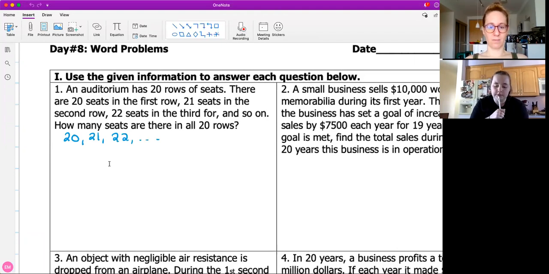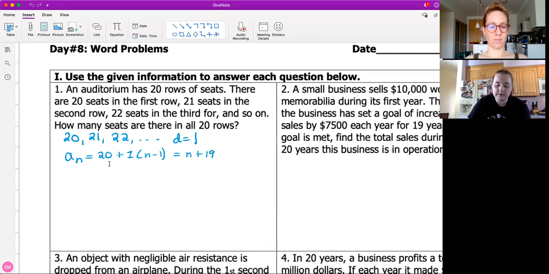Just looking at these numbers, we can see that we are increasing each time by 1, so we're adding 1 each time. So this is going to be an arithmetic sequence, and our common difference is 1. Which means that we need to use the explicit equation for an arithmetic sequence. So let's do a_n is equal to, remember, the first number in the sequence plus the common difference, all times (n minus 1). And this simplifies down to n plus 19.